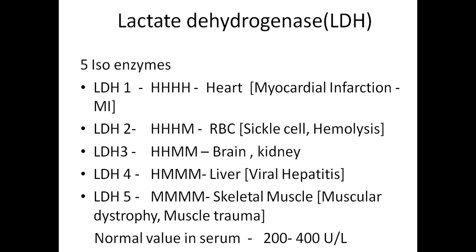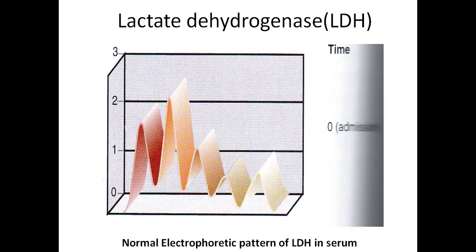LDH4 has 1 H subunit and 3 M subunits. It is mainly seen in liver and can be a marker for viral hepatitis. LDH5 has all H subunits replaced by 4 M subunits. It is mainly seen in skeletal muscle and can be a marker for muscular dystrophy and muscle trauma. Normal serum value for LDH is about 200 to 400 units per liter.